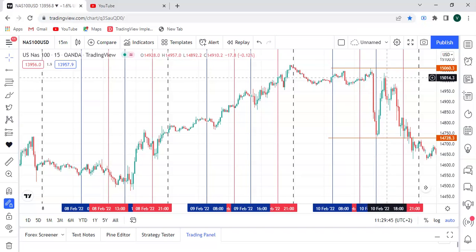The moment we test that order block, it's up to you whether you enter here or maybe you enter at the rejection. When you see this rejection here, then you will enter from here. Then this is another order block. It goes back to that order block. Then this thing starts dropping.